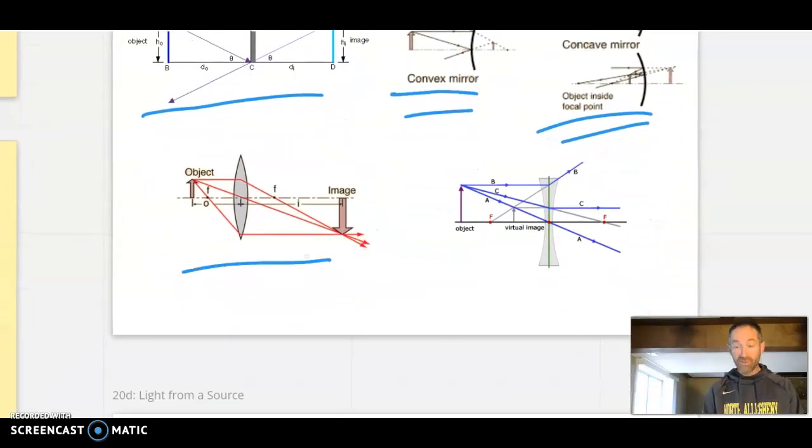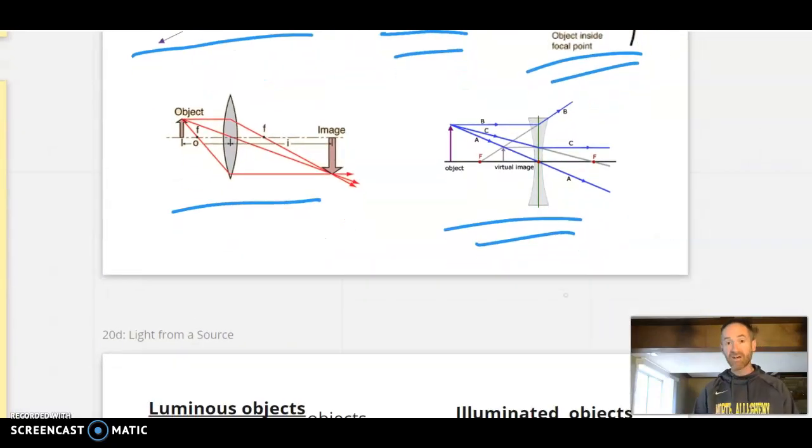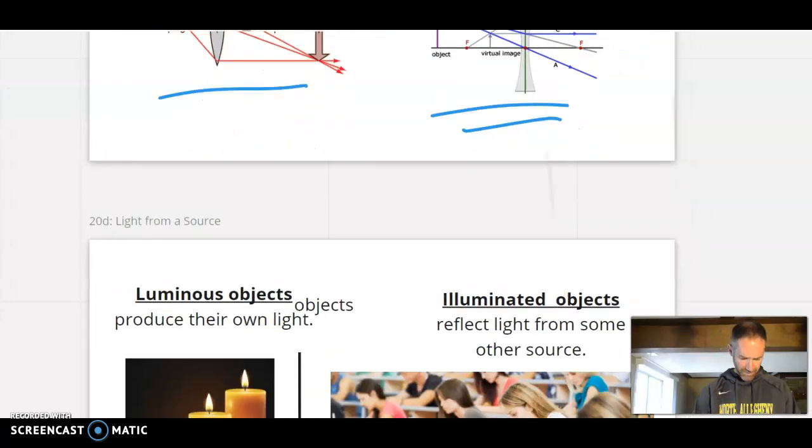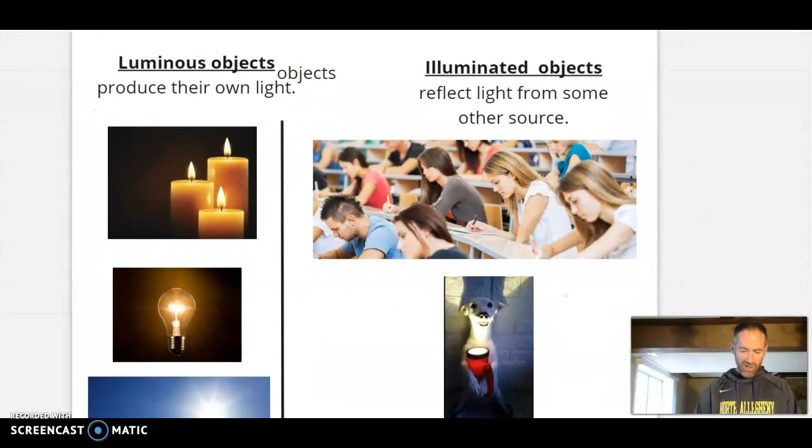Here, we'll call this a converging lens. We'll call this a diverging lens. And so this is going to be a real skill that we have. This video is just going to cover the ray diagram sort of in general, and then the particulars for the convex mirror. Now, we've got 2 different kinds of objects. Objects that make their own light, luminous ones, and then objects that reflect the light from the environment.